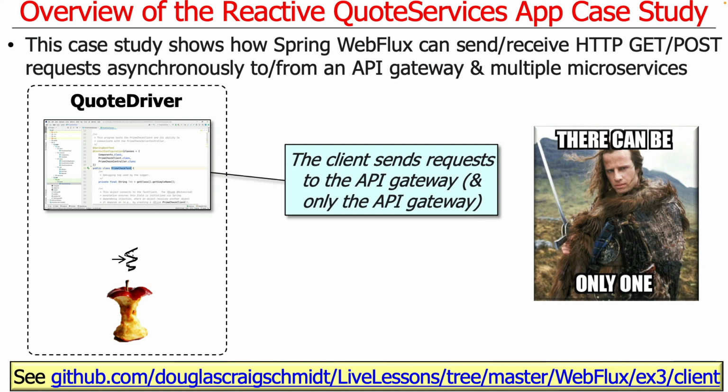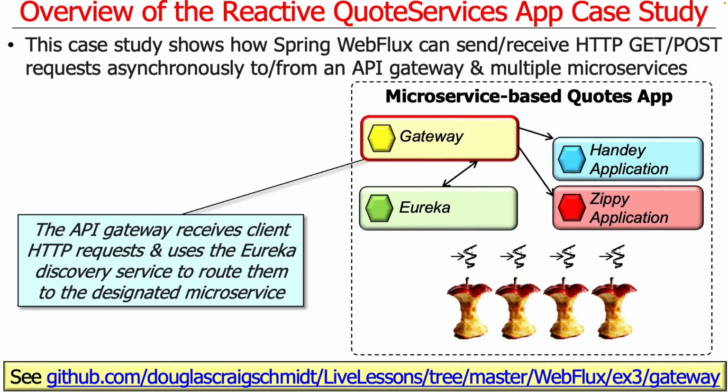The client sends requests to the API gateway and the one and only API gateway, so it's only got a single point of contact with all the backend microservices, much more consistent with modern practices, although monolithic applications still have their place. The API gateway takes the requests from the client, and then it uses Eureka to discover how to route them to the designated microservices.